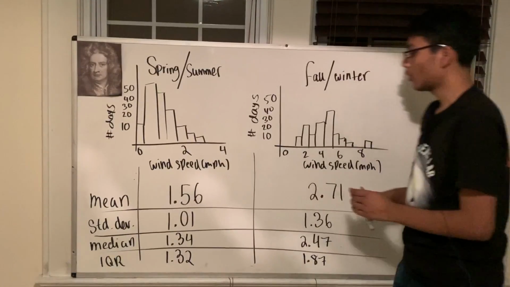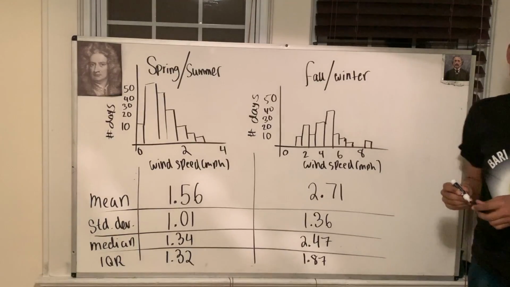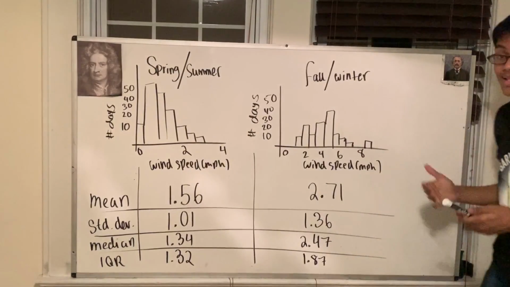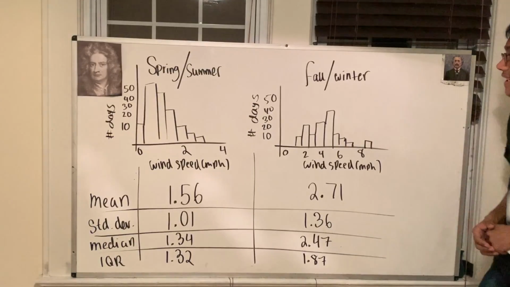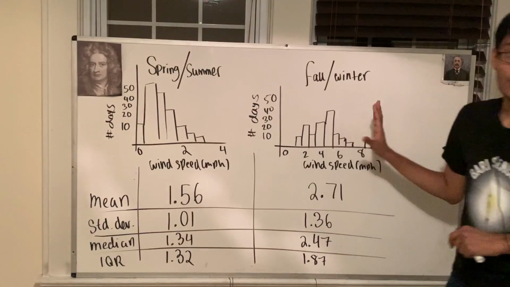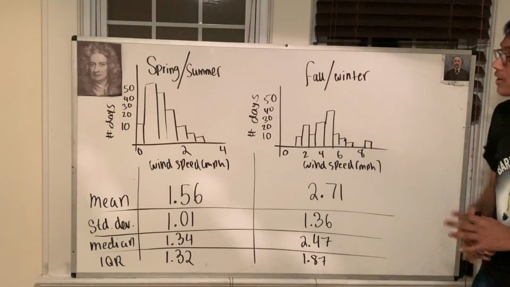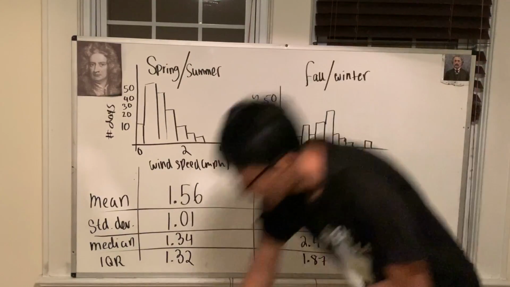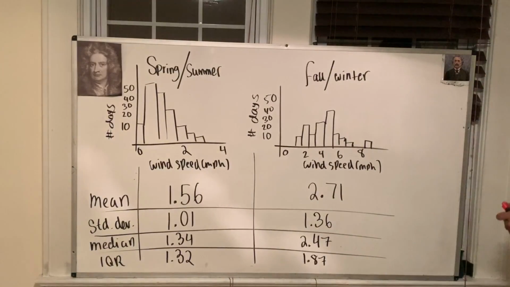Alright folks, so we have all the data for spring and summer and fall and winter. Remember, this is the data for the wind speeds of the Hopkins Forest in Massachusetts for the year of 1989. We've got 4 seasons divided into 2 sets, spring and summer, fall and winter. What do we notice? Well, let me get my marker, and now we can make some noticing.